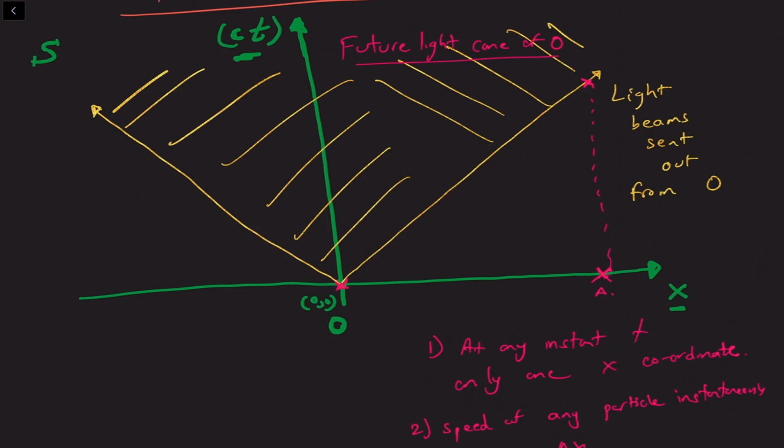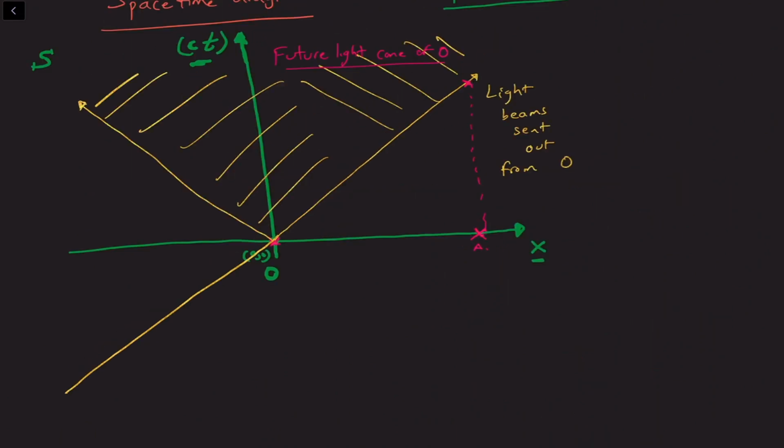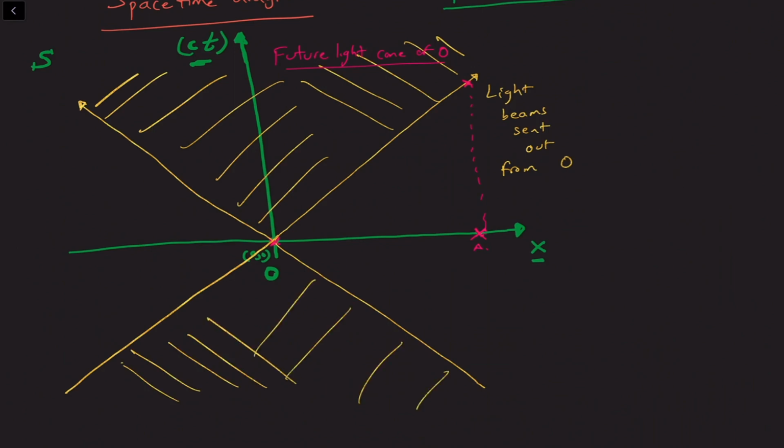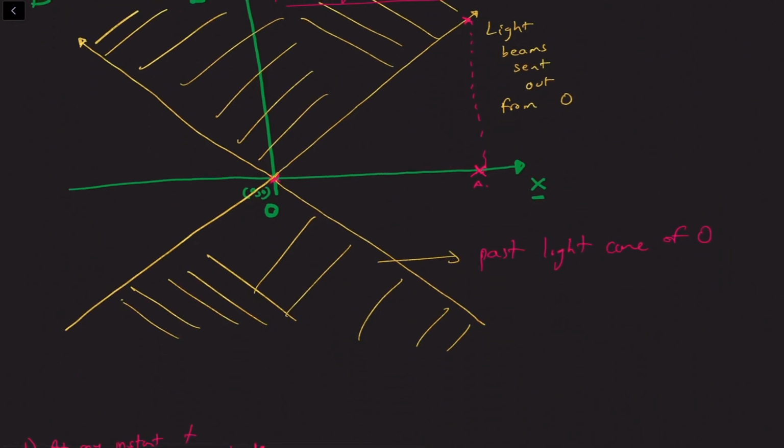And similarly, we could also draw light cones backwards. If we draw them backwards, the light cone looks like this. And now this set of space-time points is called the past light cone of O. And these are all the space-time points that could possibly have communicated with O in O's past.